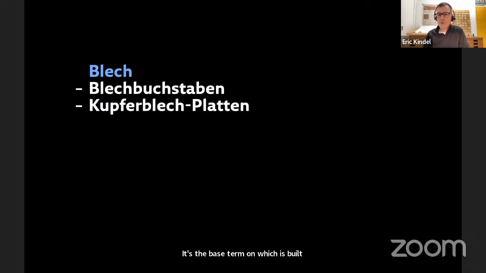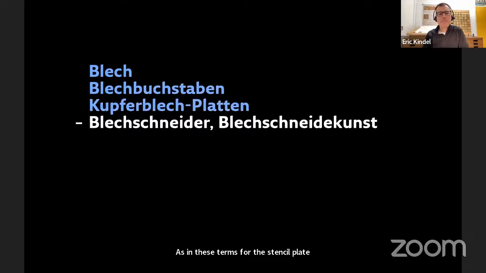In German, something similar happens. Here, the key term is Blech, roughly sheet metal. It's the base term on which is built compound nouns, as in these terms for the stencil plate, Blechbuchstaben and Kupferblechplatten, and these for the stencil cutter, Schneider, and their art, Schneiderkunst.